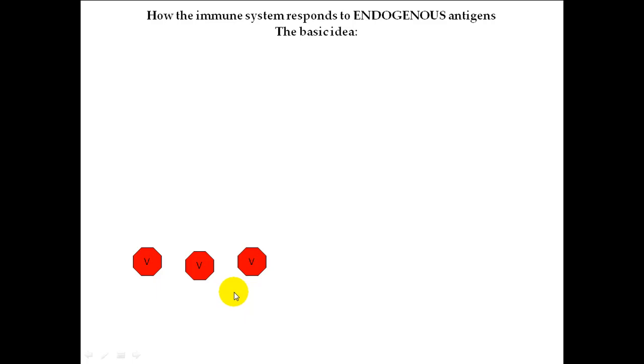It turns out that while viruses are still free-floating, before they've found a cell to infect, we have things like B cells and antibodies that might be able to bind to them and neutralize them so that they aren't able to infect a cell.